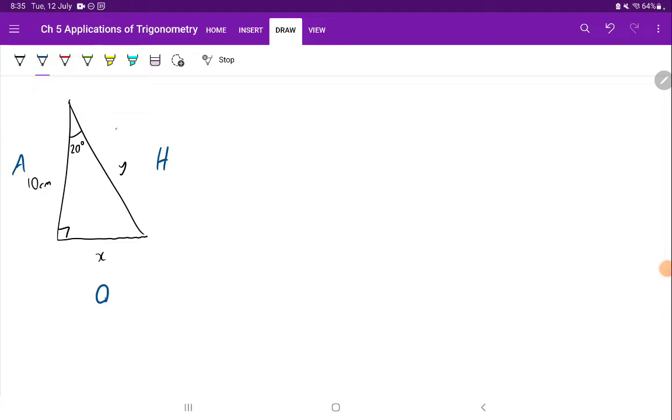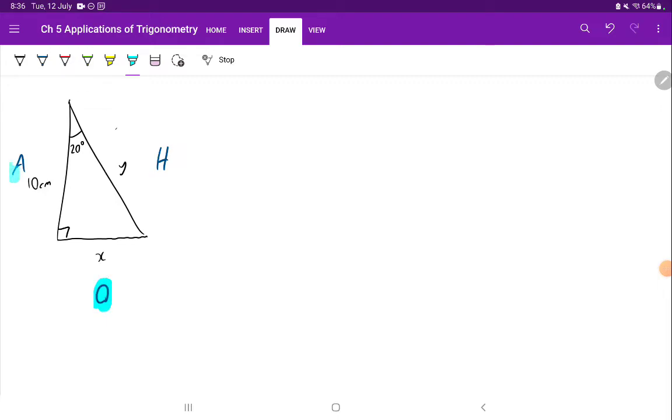Alrighty, so let's think about which relationships we'd like. With O and A, we could use tan, and that would help us find x. With A and H, we could use cos to find y. But with O and H, we couldn't do anything because we don't know x and we don't know y, so we wouldn't be able to solve for either. So you always want to choose one where you know one piece of information and you're only missing one piece of information. So let's find O first.